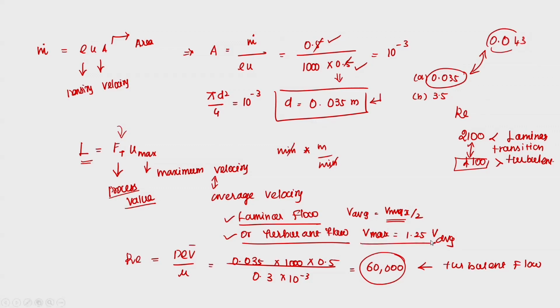So, I can calculate my maximum velocity by just multiplying by 1.25. I can use it as U only, so that you will not get confused: U average, U max and U average. So, now my U max is nothing but 1.25 into 0.5, which is the average velocity. So, which is nothing but 0.625.